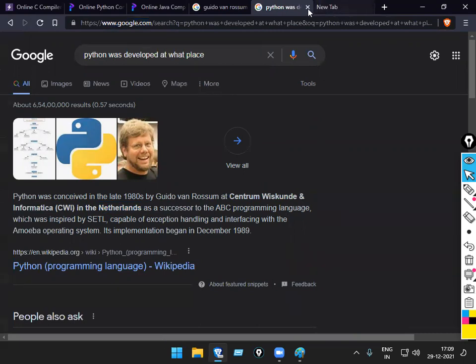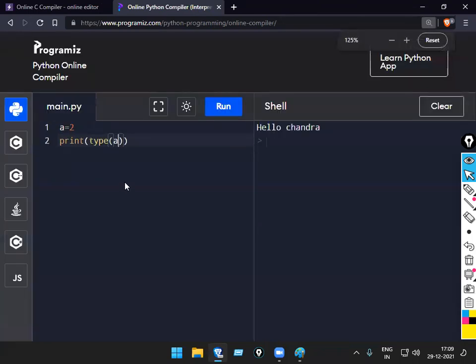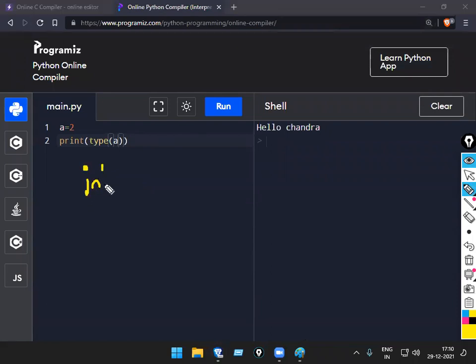Then you have concepts called print types. Let me show it there. Here we can take a equal to 2. Print type of a. What type is this 2? Integer. Okay, this 2 is of integer type. Integer will contain what? Numbers.